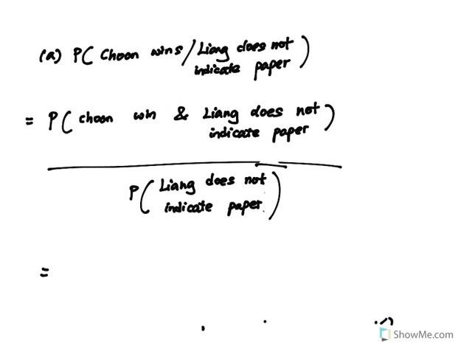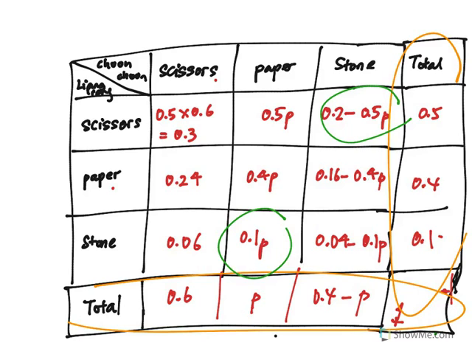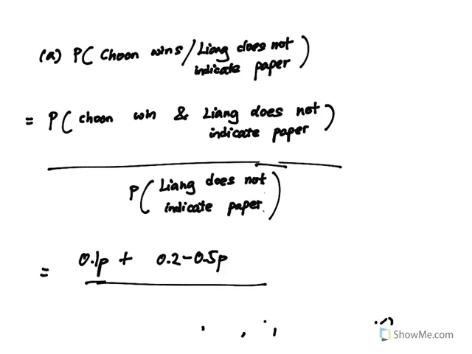The possibility actually, if you think about it, is 0.1p. This one is Chun plays paper, Liang plays stone. Then the next one will be 0.2 minus 0.5p. This one is Chun plays stone, Liang plays scissors. Over the probability that Liang does not indicate paper means what? Liang indicates stone or scissors.